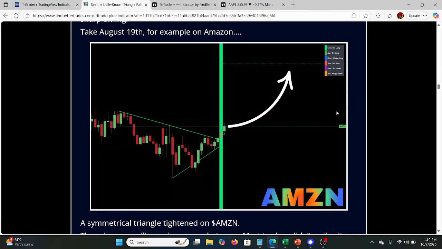So here's a good example of a breakout of an ascending triangle.